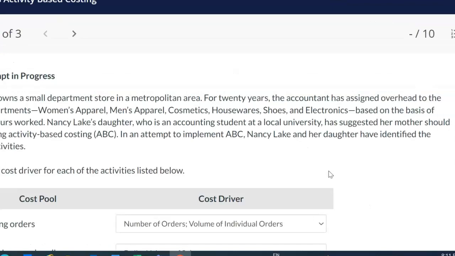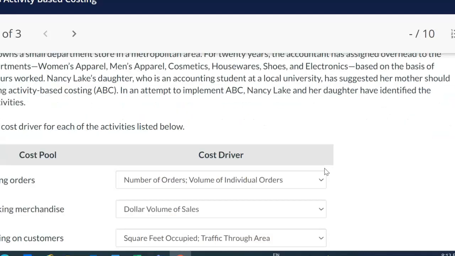Okay, good. Nancy Lake owns a small department store in a metropolitan area. For 20 years, the accountant has assigned overhead to the various departments within that store: women's apparel, men's apparel (apparel is clothing), cosmetics, houseware, shoes, and electronics, on the basis of employee hours worked. Nancy's daughter, a local accounting student, suggests that she should consider using activity-based costing. All right. So please come up with a cost driver, that's all.